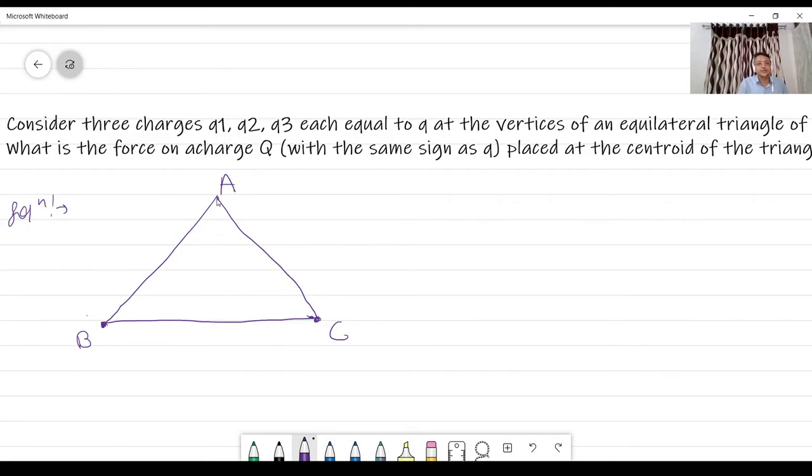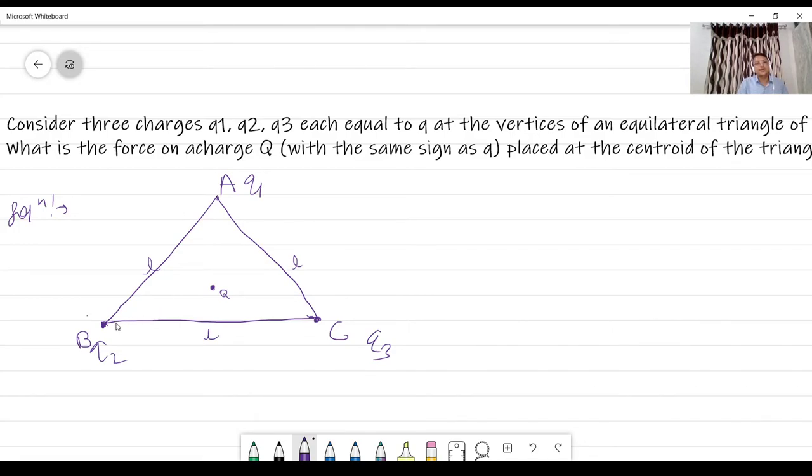So here we have to consider there are three charges. Let's suppose Q1, Q2, and Q3, and each are equal. The amount of charge on Q1, Q2, Q3 are equal, and we need to find the force on charge Q, which is at the centroid point. Let's say this is the centroid of this particular equilateral triangle. So let's suppose this charge Q is over here, and the side value is given as L.